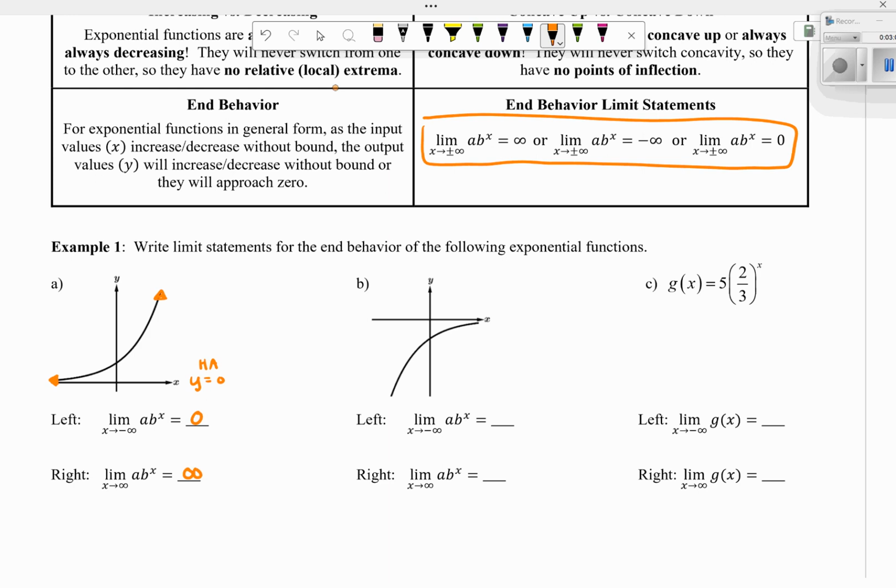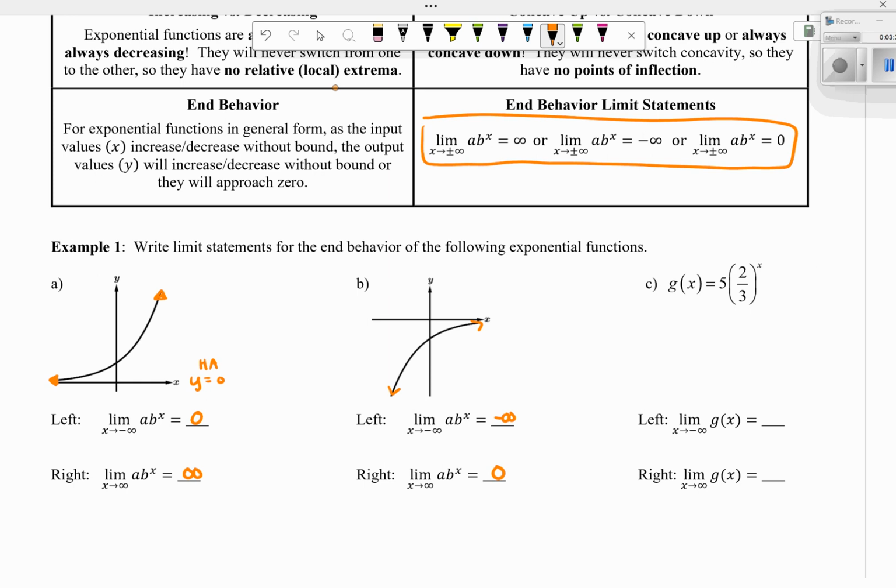And as we're going towards positive infinity, our values are increasing towards infinity. For the next one, this graph is also increasing, so it is from left to right growing. For this one, we can see that the limit as x approaches negative infinity for the function is going down now towards negative infinity. And over here, the right limit as x approaches positive infinity for the function is going towards the asymptote at 0.